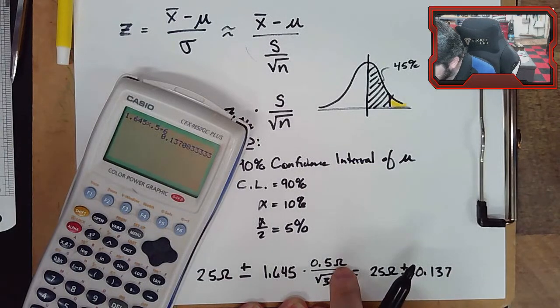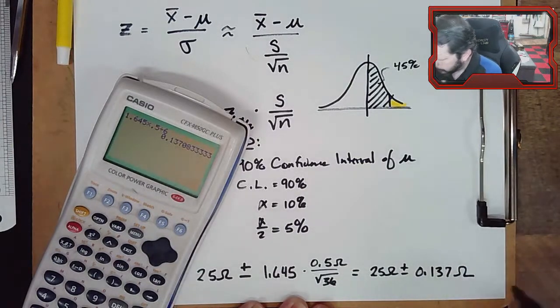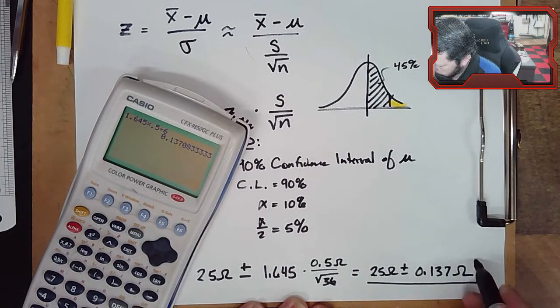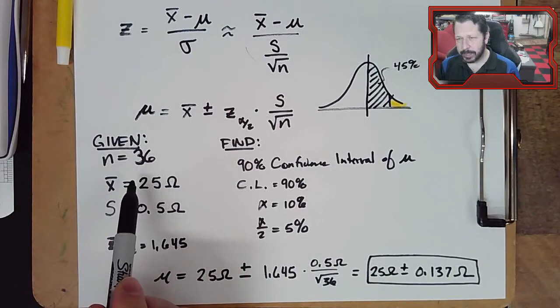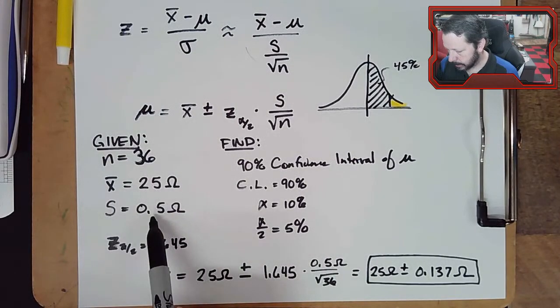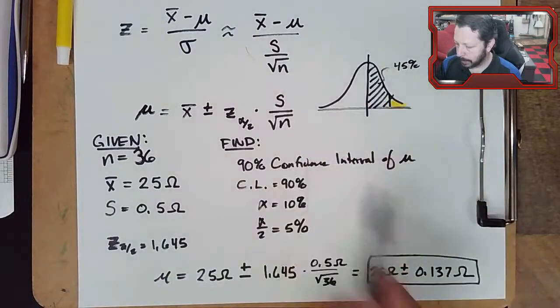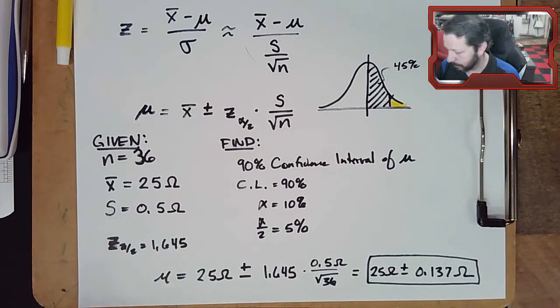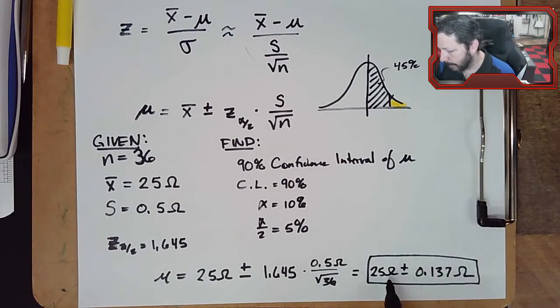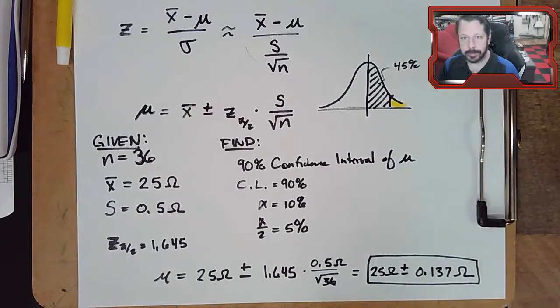And then there's an ohms there, so the units would be ohms. And that, we can say, based on our 36 samples we took and got this standard deviation, that for the population, the entire population of resistors for these 25 ohm resistors at this factory, the average is 25 ohms plus or minus 0.137 ohms. So we would know that that batch could fall into whatever range.